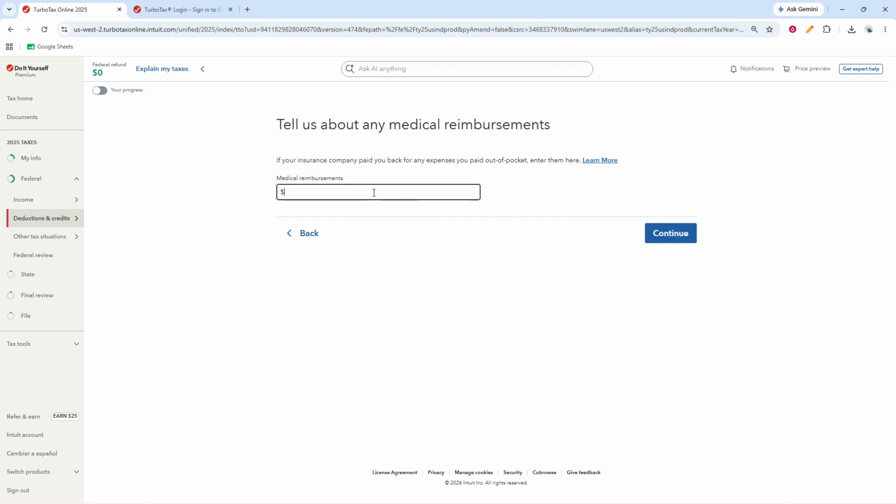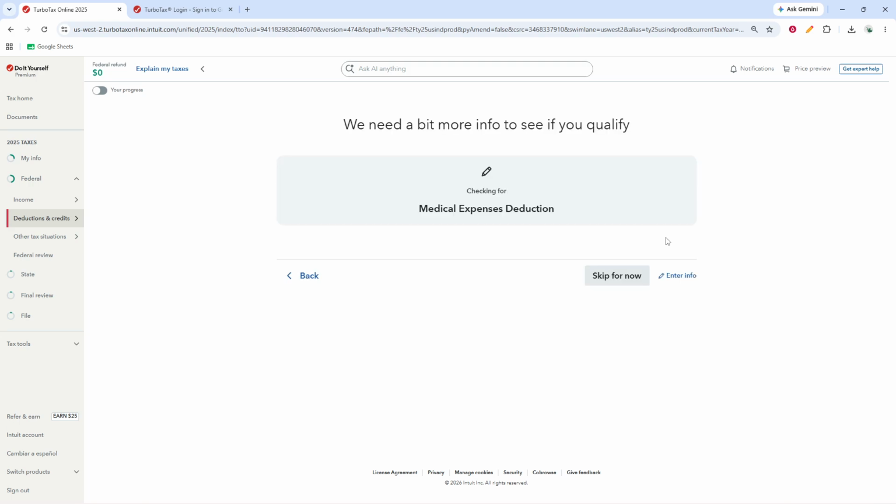If an insurance company or another source reimbursed you for any of the expenses you entered, type that reimbursement amount when prompted. This is an important part of the calculation because reimbursed expenses generally cannot be counted the same way as unreimbursed costs. After all medical amounts and reimbursements have been entered, review the information on the summary and continue through the remaining interview screens.